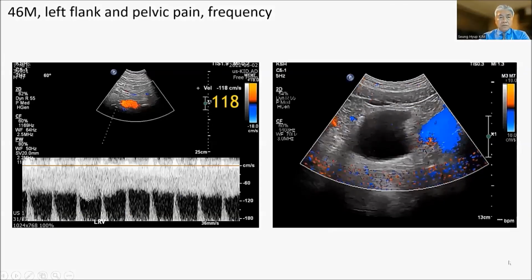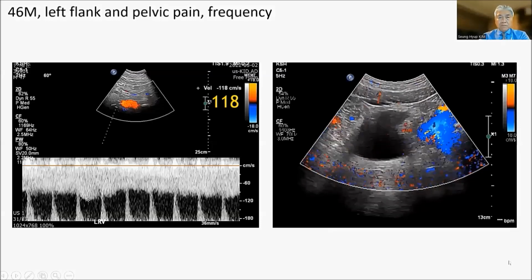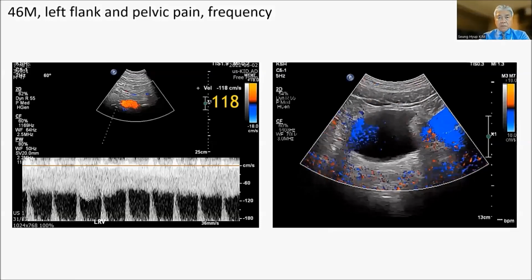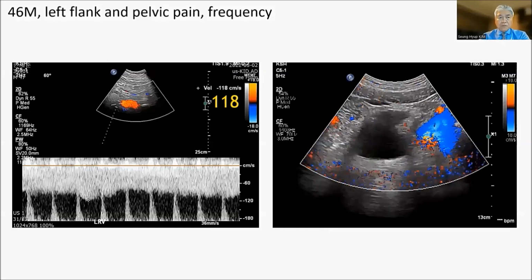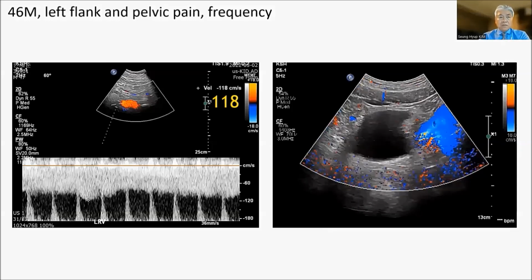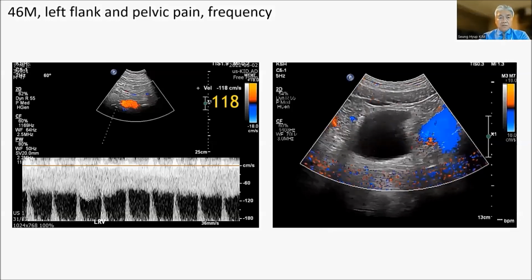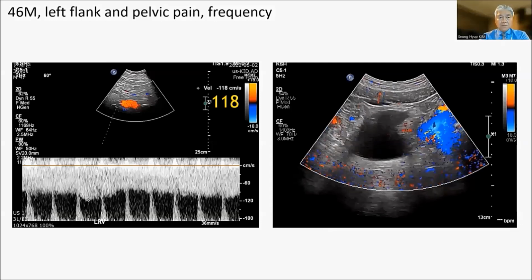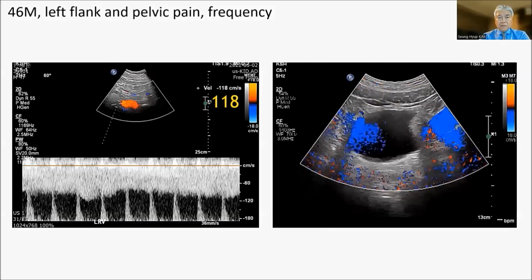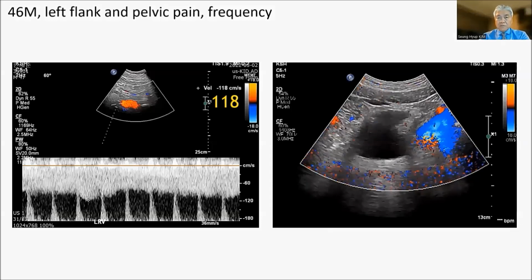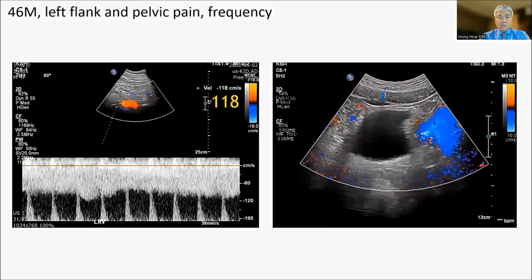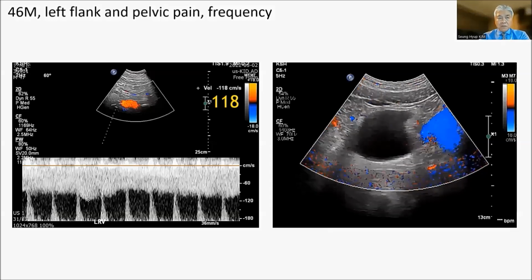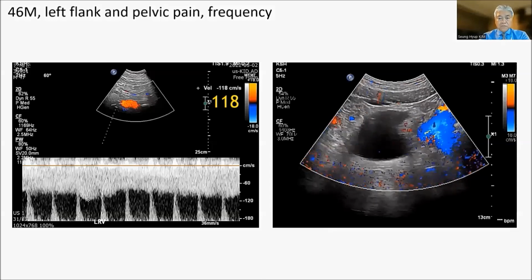This is an example of a Nutcracker patient with left flank and pelvic pain and urinary frequency. There was a Nutcracker phenomenon with peak flow velocity 118 centimeters per second, and the pelvic ultrasound showed severe left pelvic congestion that may be related to his bladder symptoms.